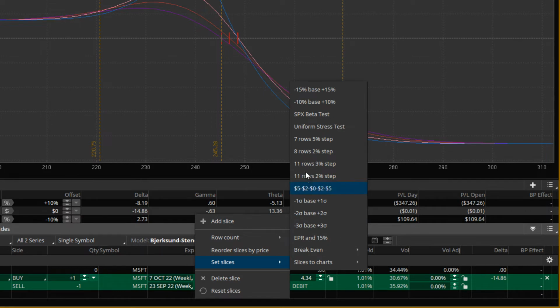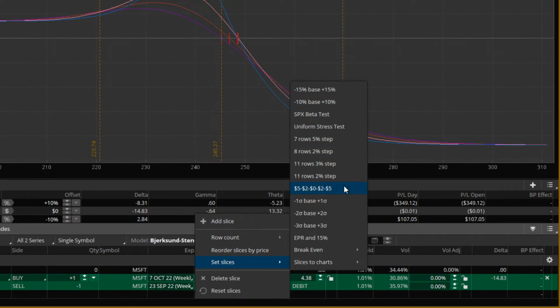This is what ThinkorSwim gives us automatically. Plus or minus 15% off of the base, a 10% SPX beta test, and a uniform stress test, which is going to be, I think, 12% values up and down. 7 rows, 5% each. 8 rows, 2%. So it gets really fun.